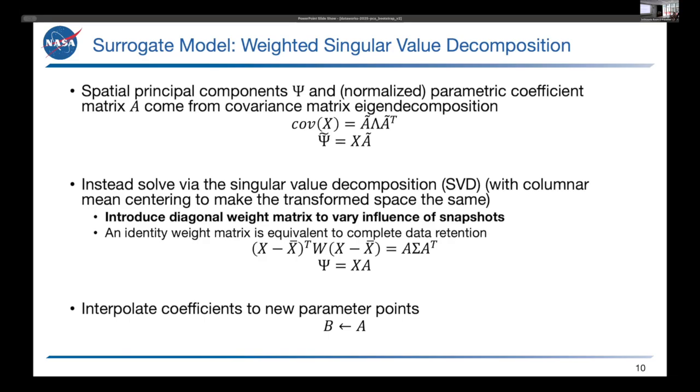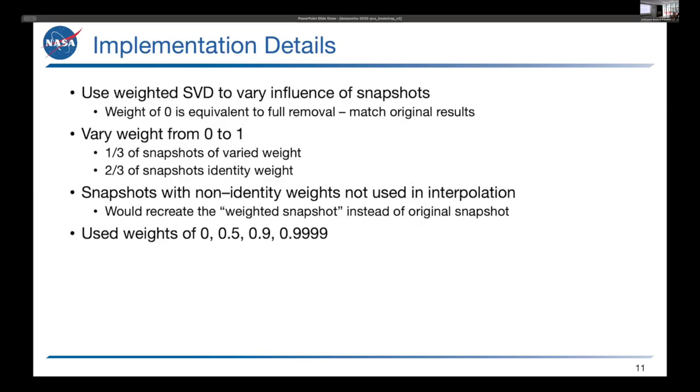And we can change the influence of each individual snapshot if we want, although we just group them as I talk about here. If we weight a snapshot 0, that is equivalent to full removal. When we do that, we see that we're getting our original results of the full removal. And what we do is we're varying the weights from 0 to 1. They're either a value of 1 or a new non-identity weight, which gets you at the bottom, but 1/3 of the snapshots have varied weights, 2/3 of snapshots have the identity weight.